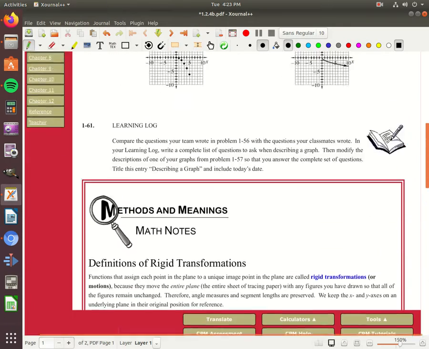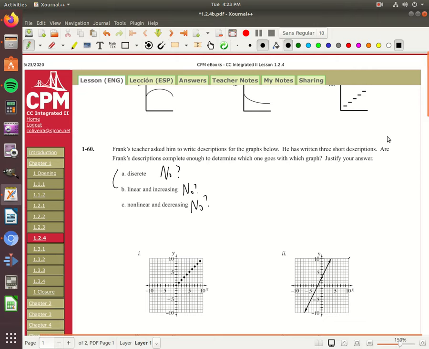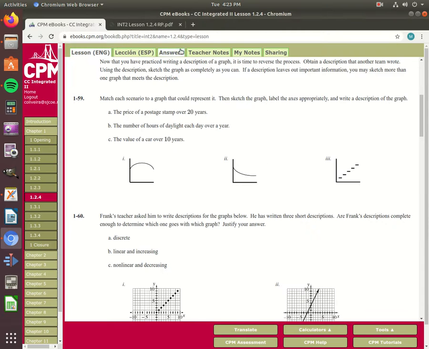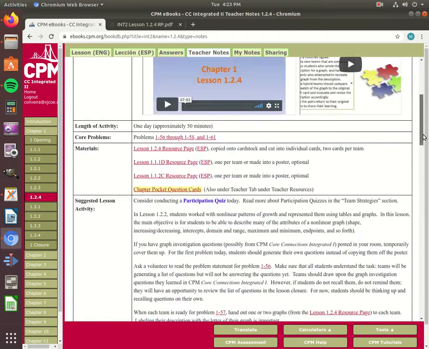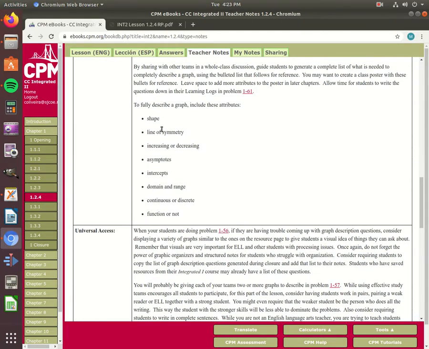All right, so that's, again, the idea behind lesson 124: just to be real descriptive when we name these graphs. And I think this is a great list to have handy when we go through and make this list. These are the kinds of things we want to keep in mind. What shape does it make? The line of symmetry: can you cut this thing in half to make it look the same either way? Is it increasing or decreasing? Is it going up or down from left to right?